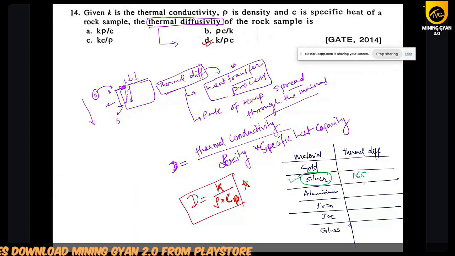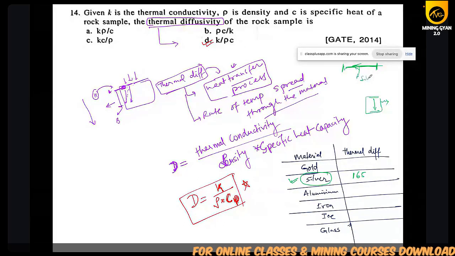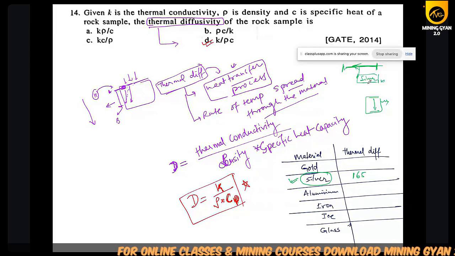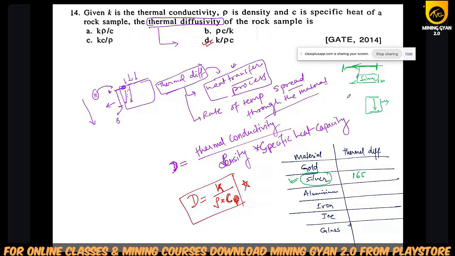Highest thermal diffusibility means the heat transfer from one point to another in a material will be highest in silver. So if you use silver in the electrical wire, then the efficiency will be highest. But why do we not use it? Because it is very costly, and theft would be very high. People will cut your electricity wire and go and sell it. So we don't use silver because it is very costly, but thermal diffusibility is highest in silver.